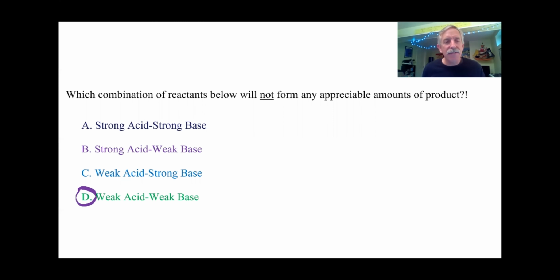Weak and weak will never react to form strong and strong. So this is the least favorable kind of reaction you want to set up, where you put reactants that are both weak acids and weak bases. So this would be something like putting in water and ethane. Nothing's going to happen.